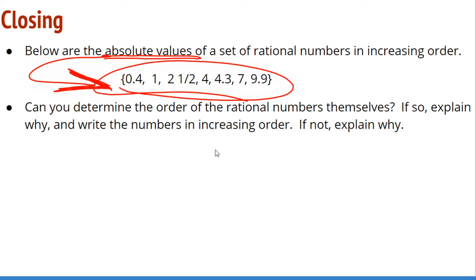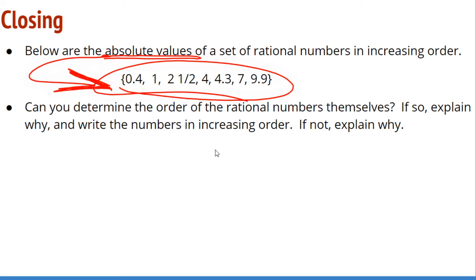And they come up to you and say, hey, I got this list of absolute values. I've got them in order from least to greatest. Can you tell me the order of the rational numbers? Pause and think about that for a second. Your brain probably screams at you, yeah, I can do that. But pause and think about that for a second.